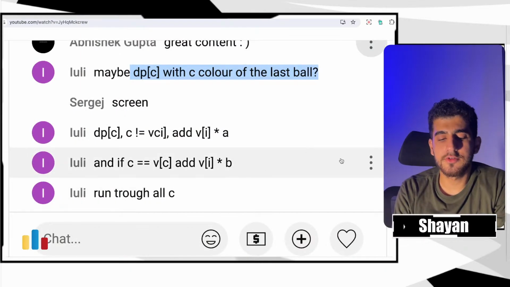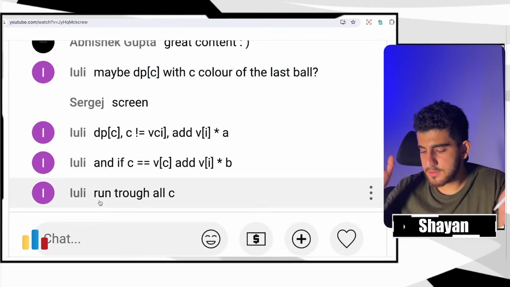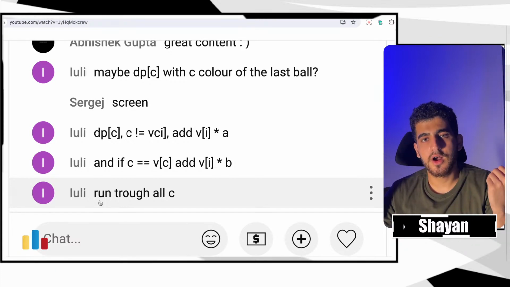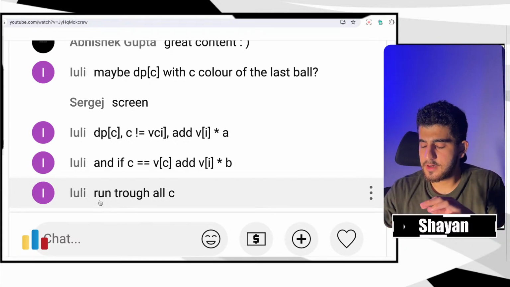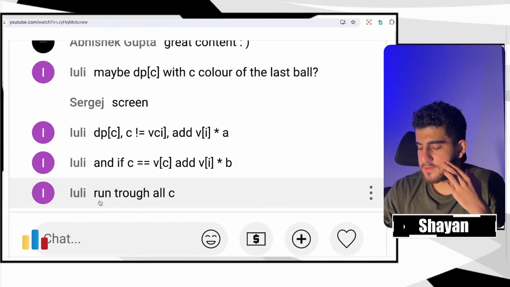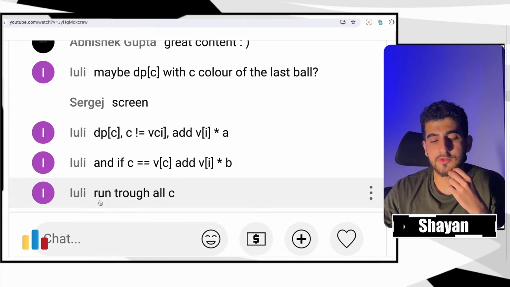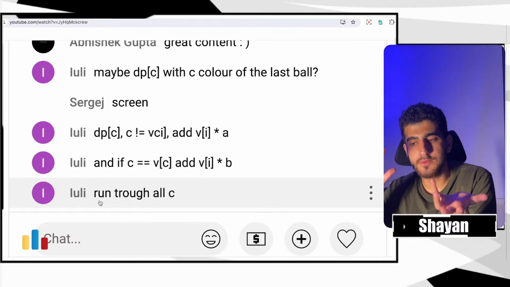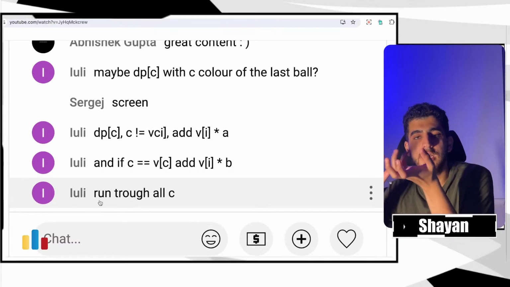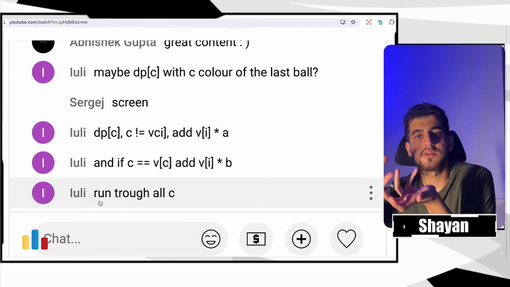Exactly. That's a very good idea. We can run through all the possible C's, all the possible colors, and if they are the same color, I will add VI times A to it. Otherwise, I add VI times B to it. And I will update all of them to DP of this new CI, because now the color of my last ball is the color of this new ball.